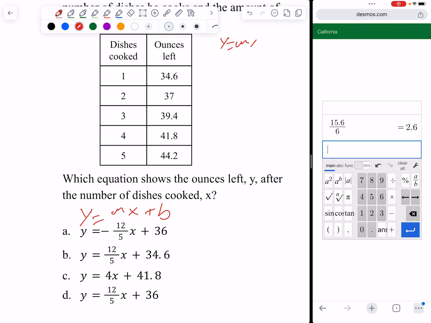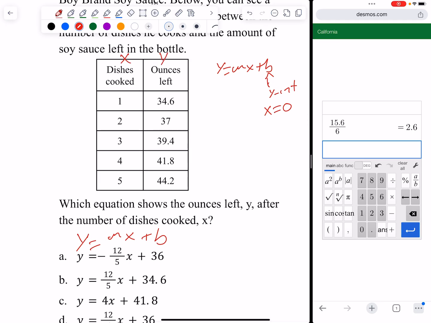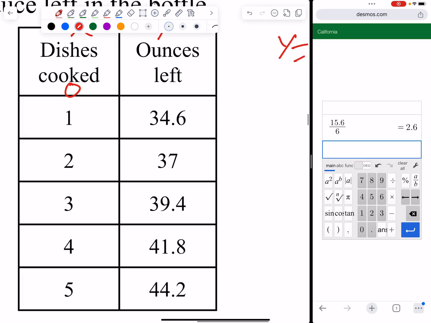When I say y equals mx plus b, that is your y-intercept when x equals 0. So if this is x and that's y, when x equals 0, what is it? Well, think about it. This is going by ones, right? I did it backwards. So 37 minus 34.6, that's plus 2.4. Is this the same pattern every time? Let's check. 39.4 minus 37, yeah, that's plus 2.4.